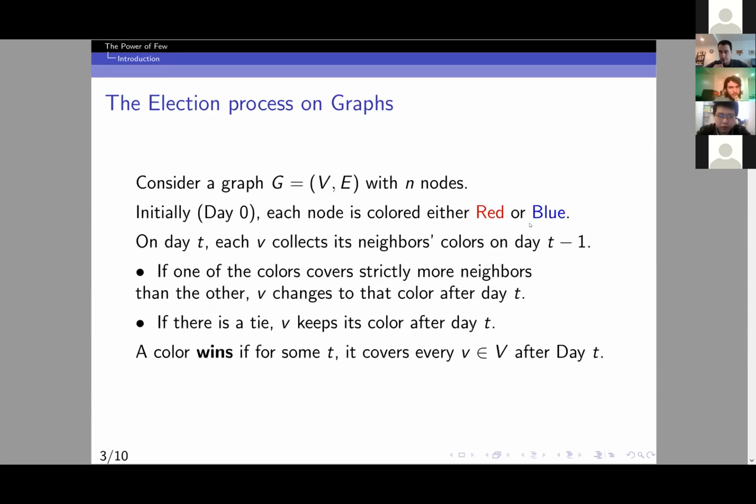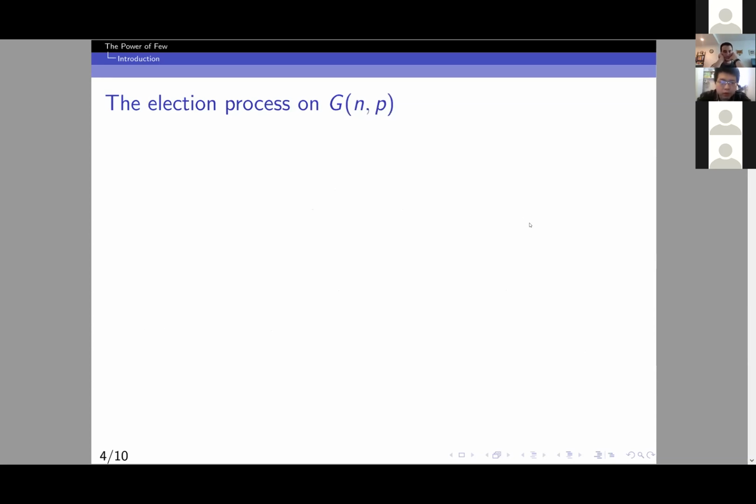So let's do this on a graph. We have a graph with n nodes, and initially every node is either red or blue, and on each day the node will look at the colors of its neighbors and change to the color of the majority. But if there's a tie, then it will keep its color. So a color wins if at some point everyone changed to that color. So we want to do this on a G(n,p) random graph.